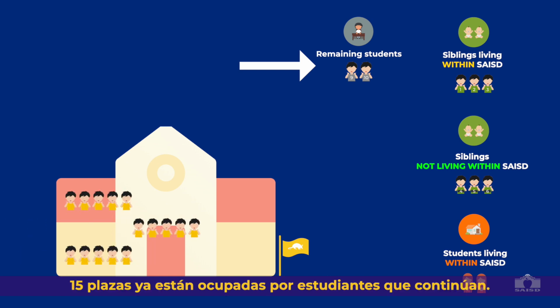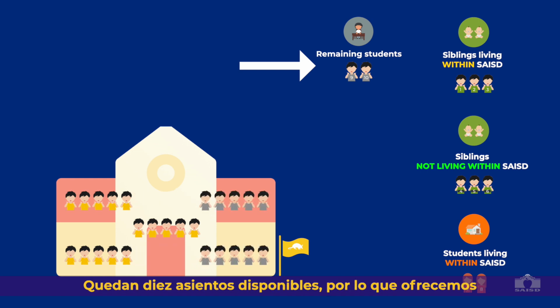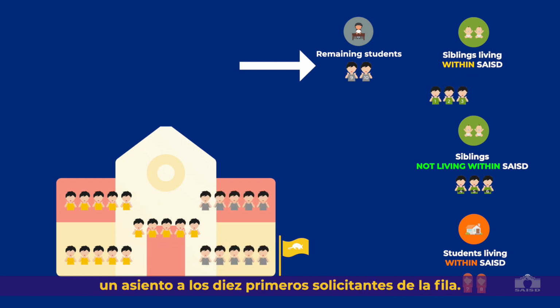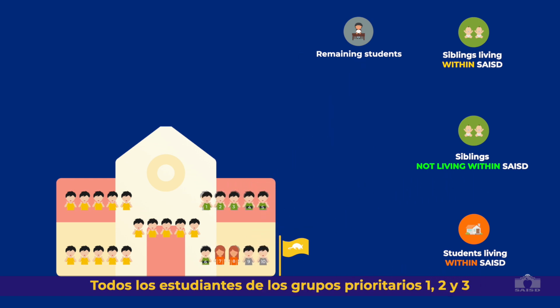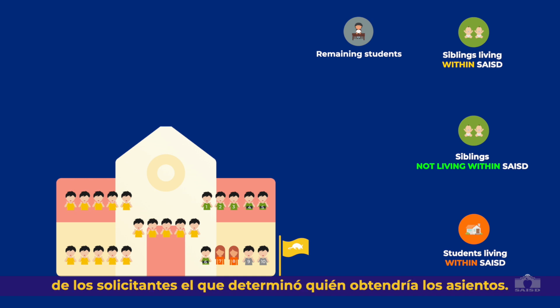15 seats are already filled by continuing students. There are 10 remaining seats available, so we offer a seat to the first 10 applicants in line. All of the students in priority groups 1, 2, and 3 receive a placement at Armadillo School because there are only 8 of them and there are 10 seats available. The first 2 applicants in the final group receive an offer for the 2 remaining seats. For this group, it was the applicant's random lottery number that determined who would get the seats. All 10 seats at Armadillo School are filled, so no more offers are made at this school.